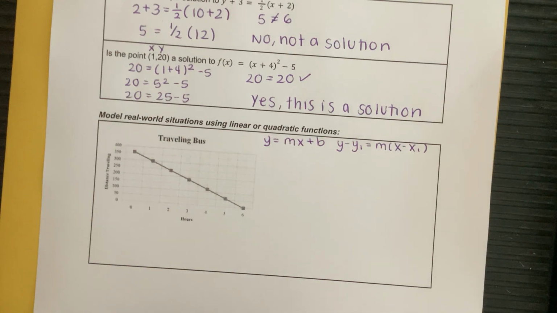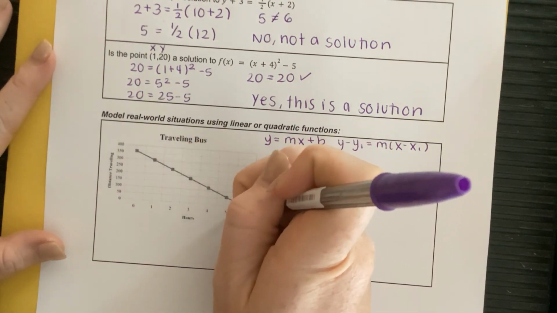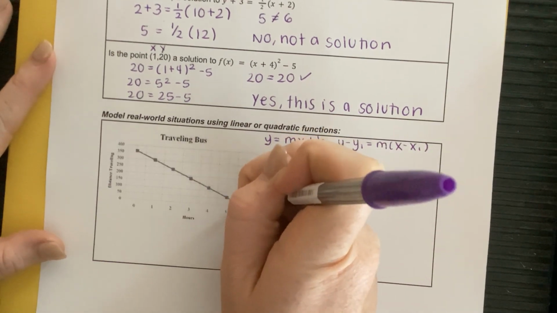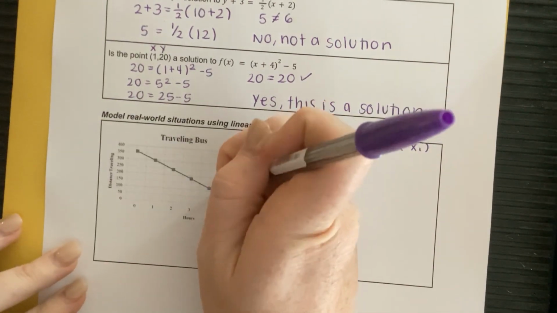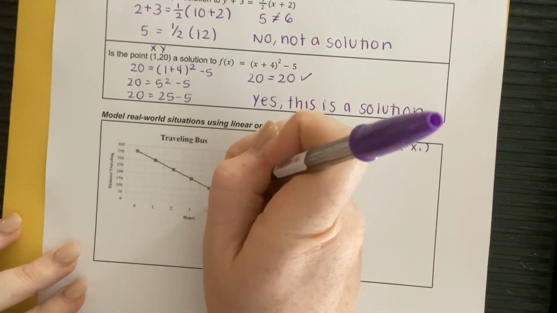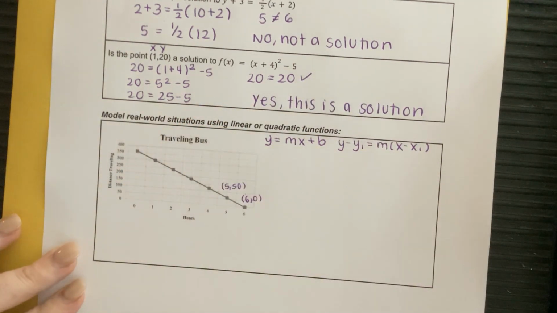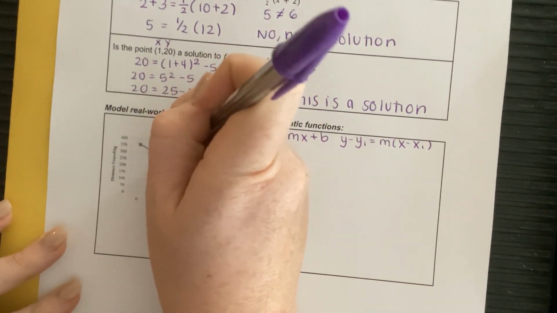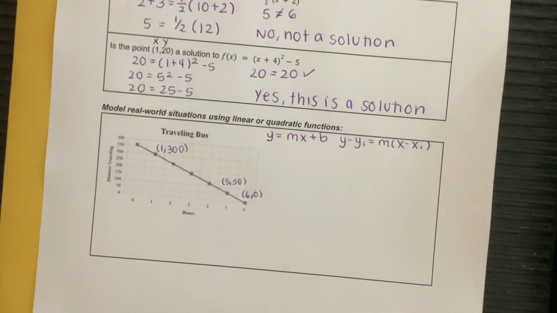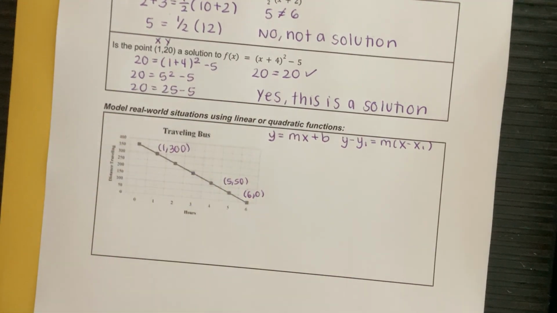If we were going to do this, if you look at this graph, you have lots of different points you can choose from. I like this point just because it's a really easy point, 6, 0, easy peasy. If I picked this point, it's 5, 50. You could pick any of these other points and you would be fine. Like this is 1, 300. Whichever point you want to pick, but you've got to pick 2. So I'll pick this one and this one just so I have those 2 to work with.